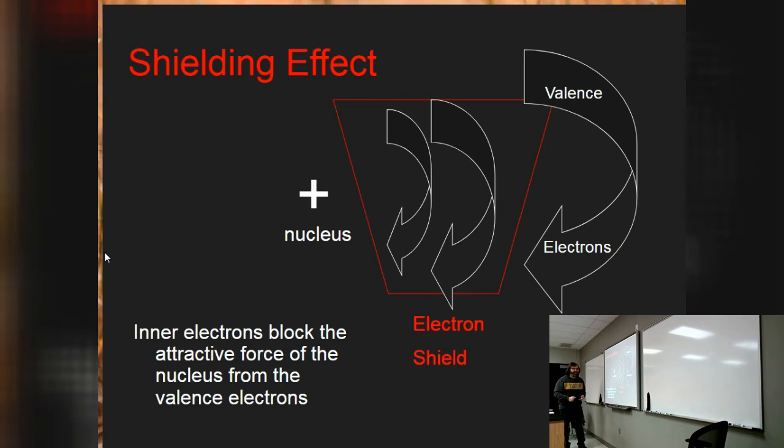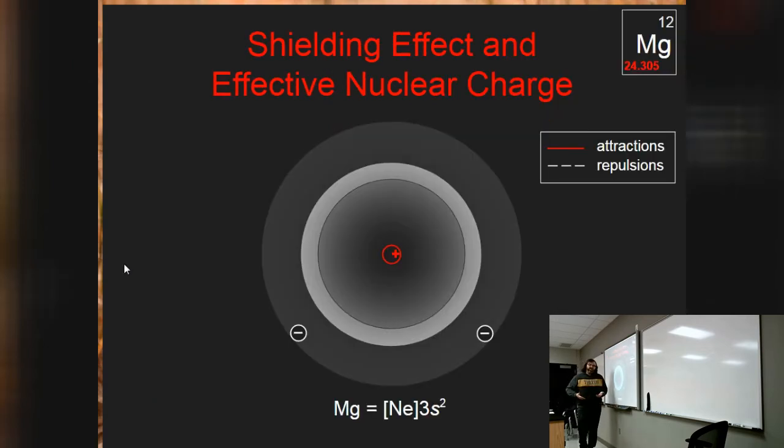How much shield there is determines how far away those valence electrons are going to be. The inner electrons block the attractive force from the nucleus from those valence electrons. Here's another diagram of this, showing you the shielding effect and basically a new concept which we can use to calculate the effective nuclear charge, basically how much pull those outer electrons get from the nucleus. So we have attractions and repulsions in an atom. Like I said, the attractions come between the electrons and the nucleus of the atom, which has the protons.